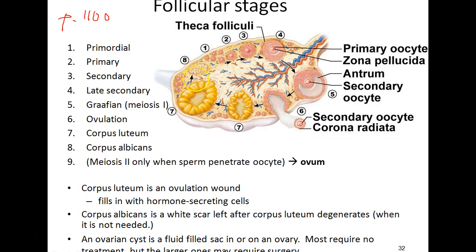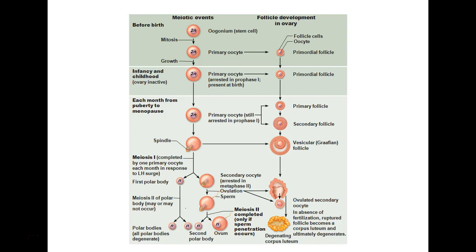behind. It's noteworthy that meiosis II only occurs when the sperm penetrate the oocyte, and therefore it becomes the ovum. So in summary, those are the stages of follicular development leading up to ovulation. Here is a good diagram to push pause on. It compares meiotic events with the follicle development in the ovary. Feel free to push pause and study this image well.